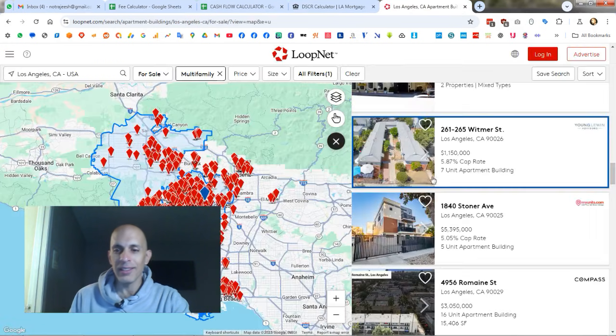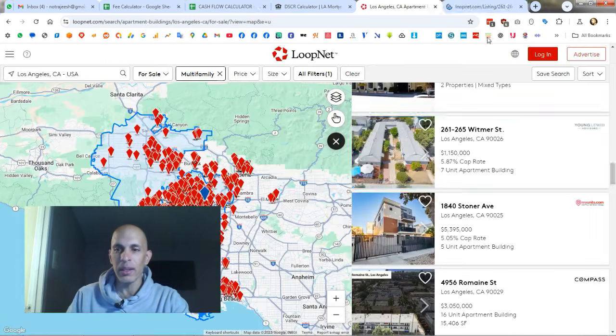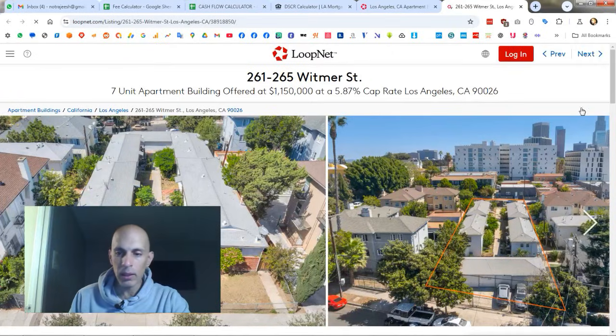And it says access denied. Let's see if that one works again. There we go.